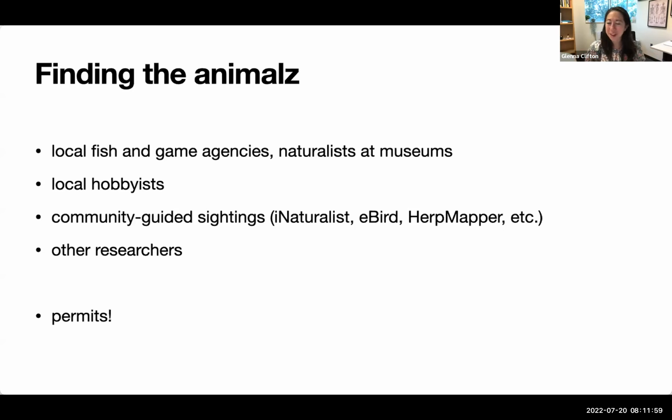One of the benefits of community-oriented science and data gathering, with our computers that live in our pockets these days, is having apps on our phone or web-based apps that help document sightings of different animals. These community-guided sightings databases can be really helpful. Things like iNaturalist, eBird, the HerpMapper, and they're usually specialized based on the animal group you're looking at. And also reaching out to other researchers.